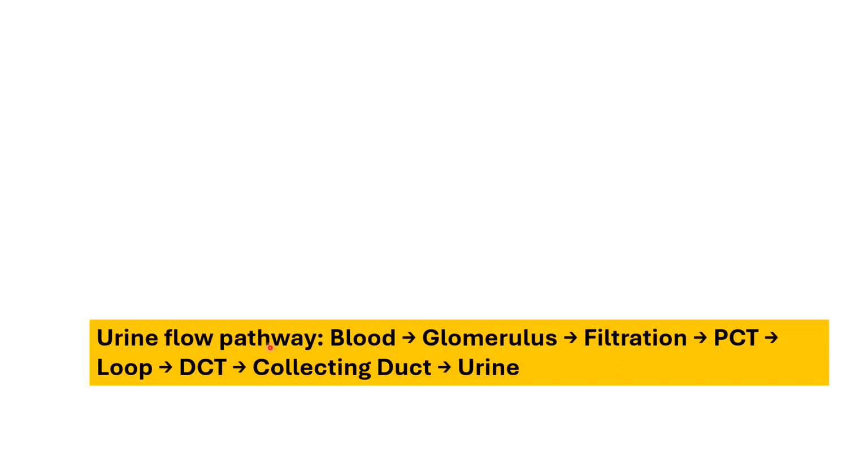Now, this is the final urine pathway: blood goes to the glomerulus, where ultrafiltration takes place, then PCT, loop of Henle, DCT, collecting duct, and finally urine is released through the urethra.